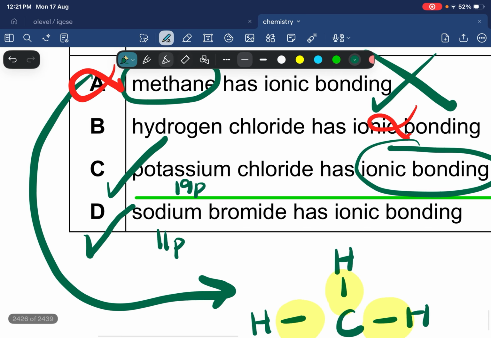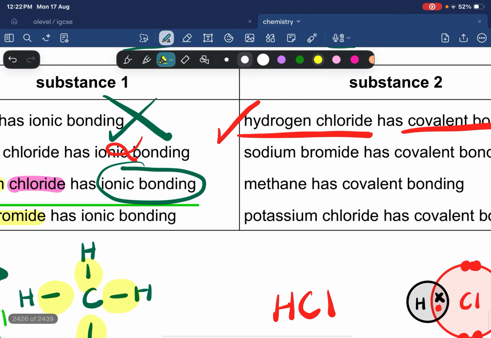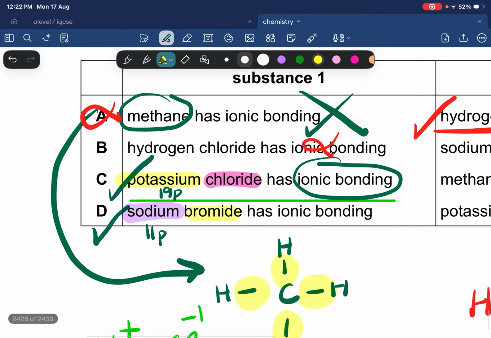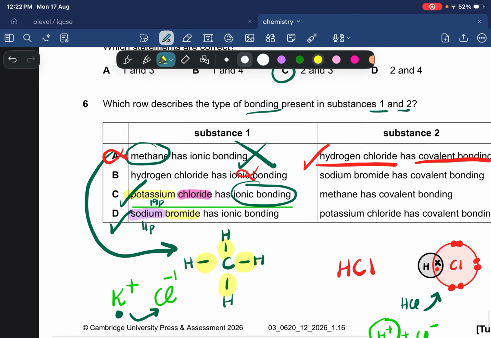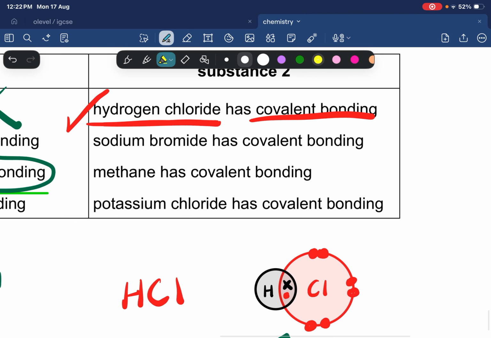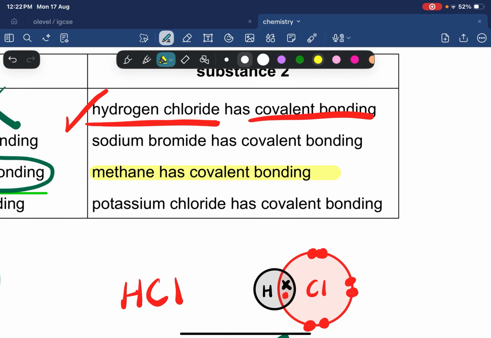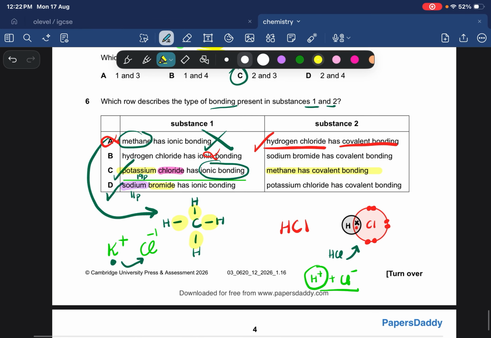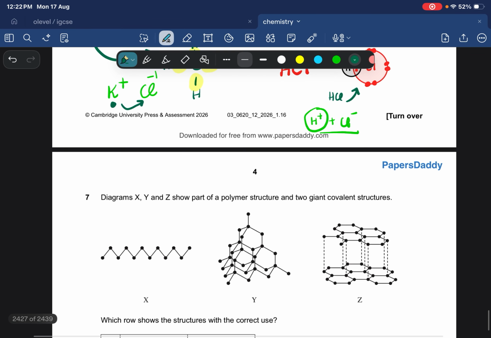So potassium chloride, they took a bigger cation and smaller anion. The chloride ion is going to be a smaller one. And for the sodium bromide, they took a smaller cation. Sodium is going to be a smaller cation and they took a bigger anion. So that's the only difference, but both are going to be ionic bonds. Just don't think about the strength of the bonds. Methane has covalent bonding. Yeah, that's correct because methane has 4 carbon-hydrogen bonds. They're going to be purely covalent sharing of electrons, which makes option C the correct answer.